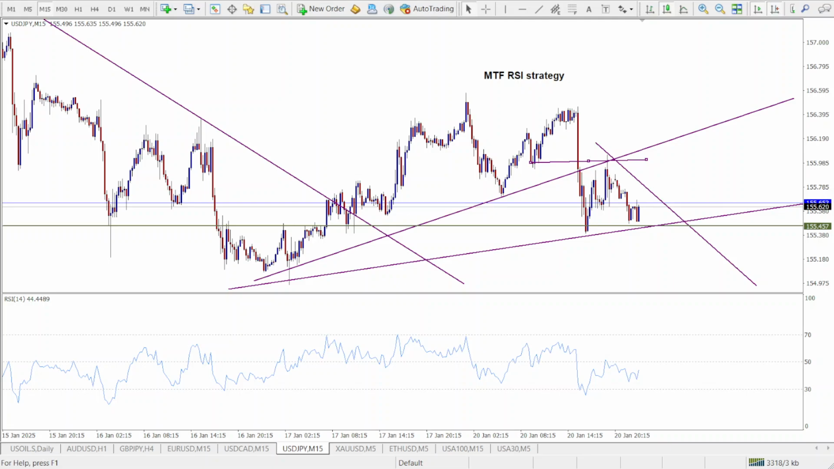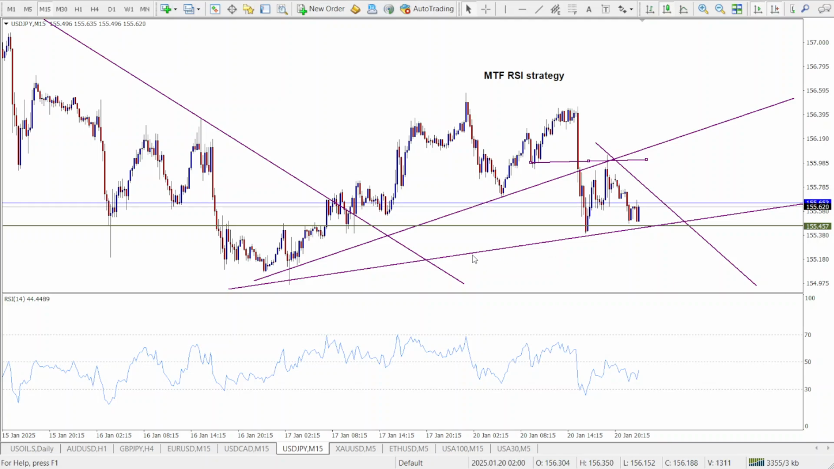Okay, you might be wondering, why does the MTF RSI strategy work? The reason is simple. By combining the broader market trend with the more precise signals on the lower time frame, you are stacking the odds in your favor, right? You're not just relying on a single signal or time frame, but instead you are using multiple confirmations to make your trading decisions.